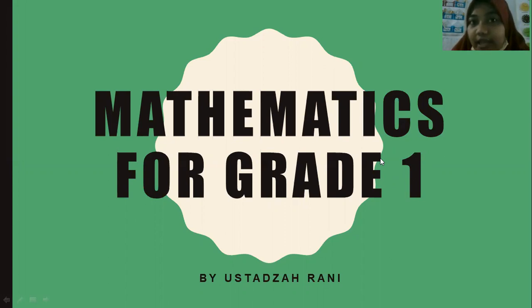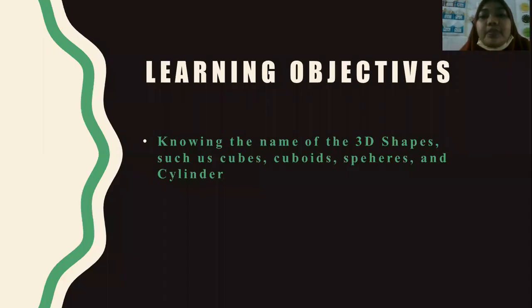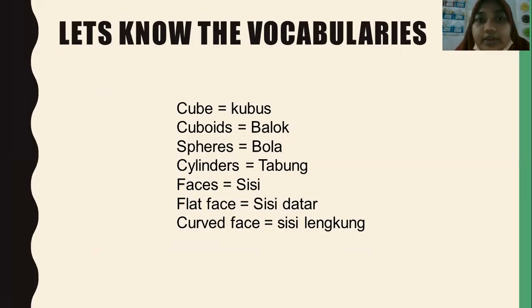What is our topic today? Let's see. So our topic today will talk about 3D shapes. Before, we talked about 2D shapes, and now we are going to talk about three-dimensional shapes. Three-dimensional shapes are actually all of the things around us. Semua benda di sekitar kita itu three-dimensional shapes. Our first learning objective is knowing the names of the shapes, such as cubes, cuboids, spheres, and cylinders.